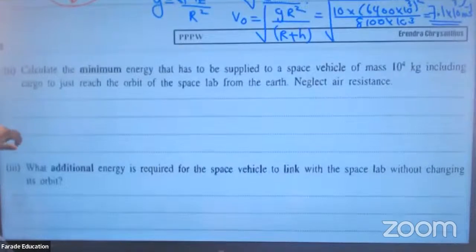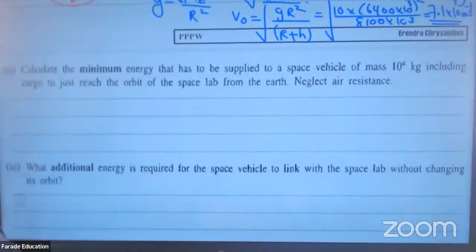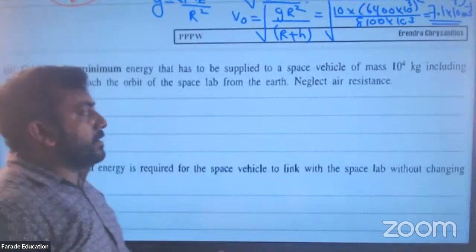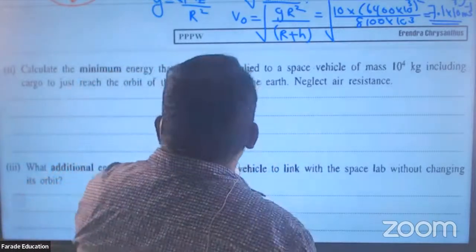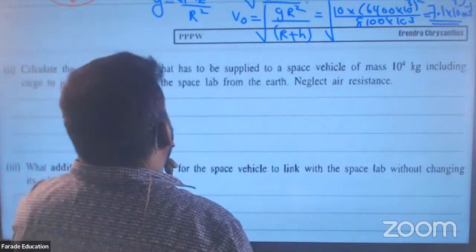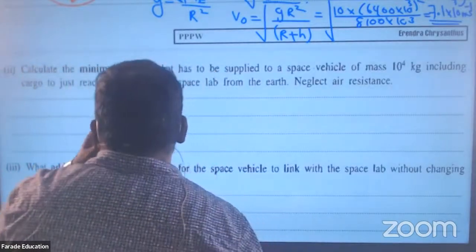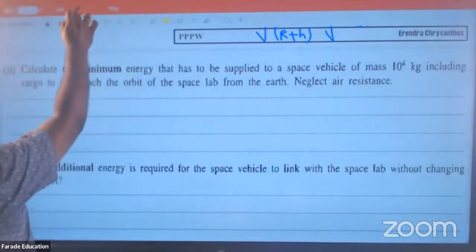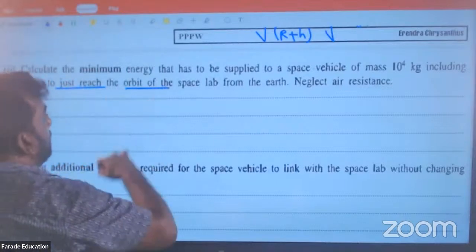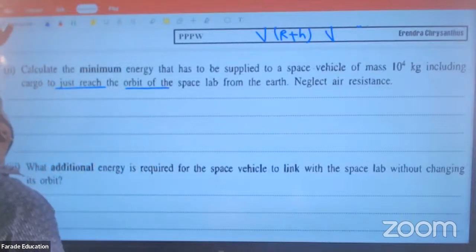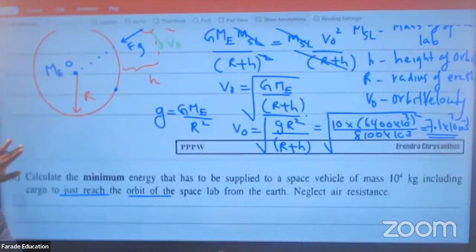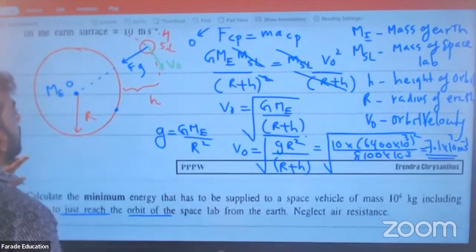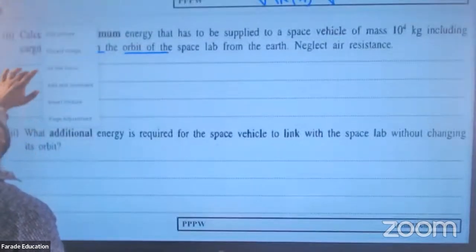Next one. Calculate the minimum energy that has to be supplied to a space vehicle. Space lab, space vehicle, two different things. To reach the orbit of space from the Earth. Neglect. Just reach. The keyword here is just reach the orbit. Let me go back to the same diagram. Or maybe I should draw it again.